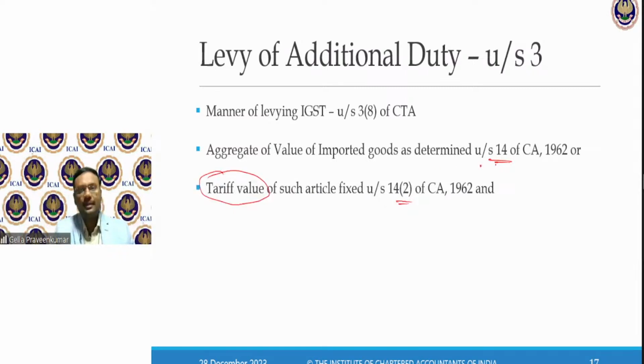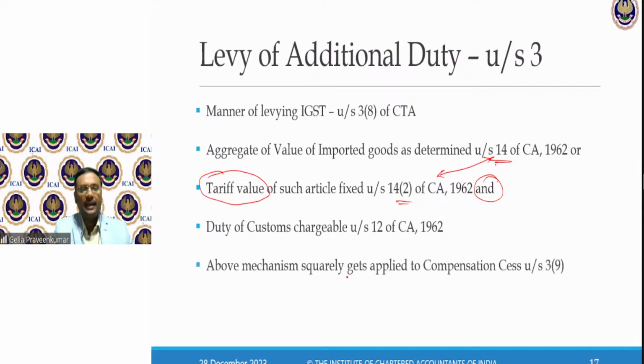Now, what is the difference between these two? Wait for the next class. I'll explain how value is derived under 14 or 14 subsection 2. Either of these two, and that is adding duty of customs chargeable under section 12. Above mechanism squarely gets applied for compensation cess.